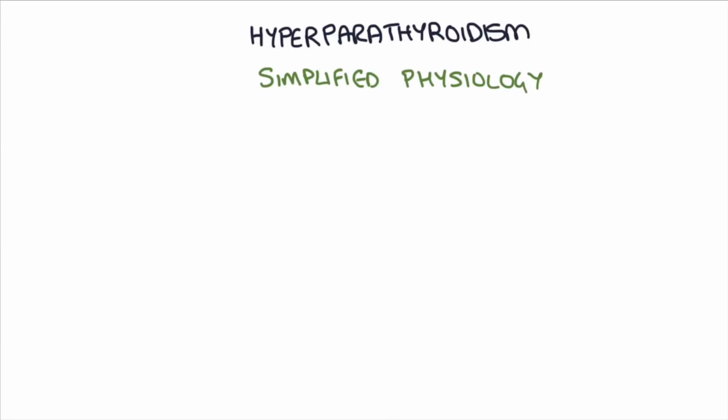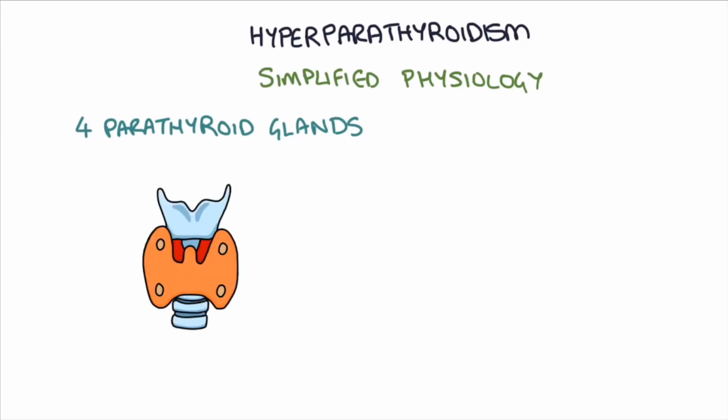Bear in mind that in reality the processes are a bit more complicated, but for the purpose of medical school, everyday practice and understanding hyperparathyroidism, this is all you really need to know. There are 4 parathyroid glands situated in 4 corners of the thyroid gland. The parathyroid glands, specifically the chief cells in the glands, produce parathyroid hormone in response to low blood calcium concentration.